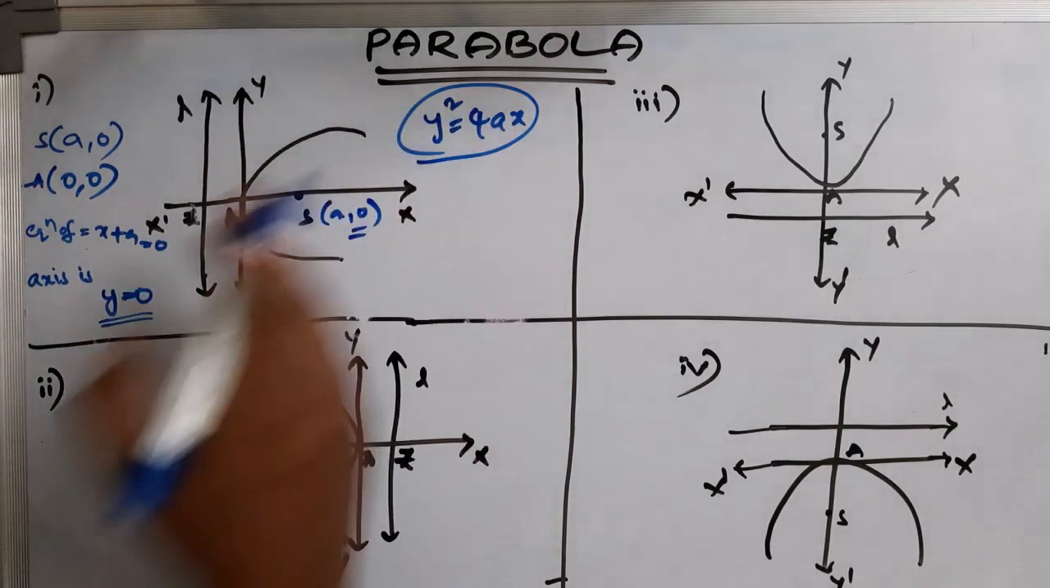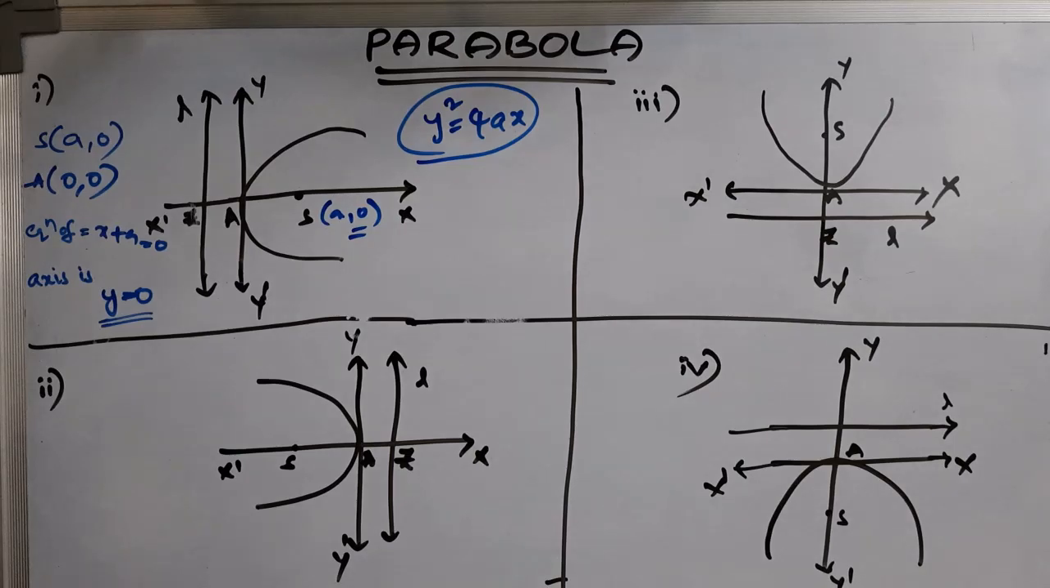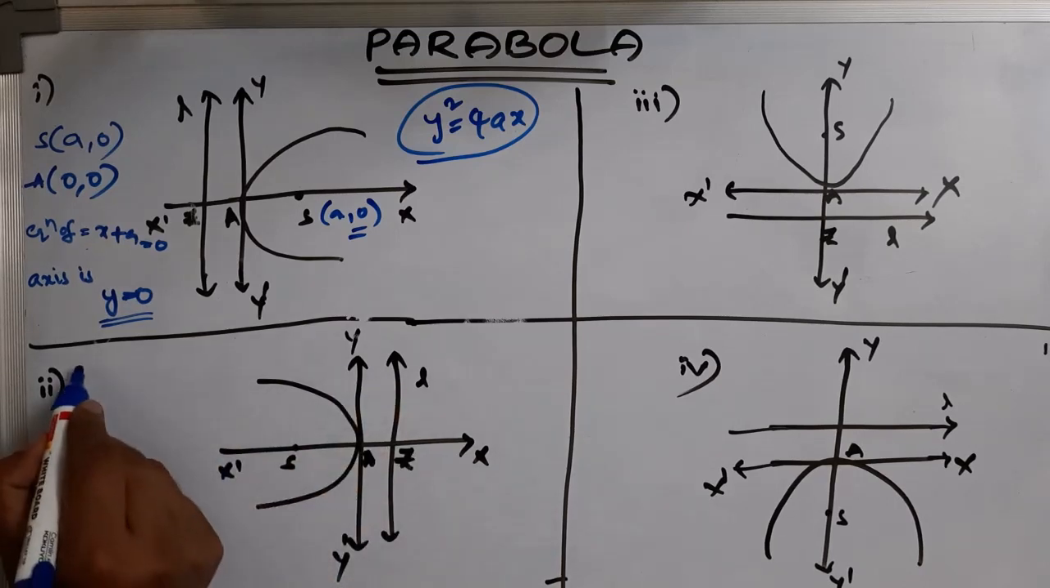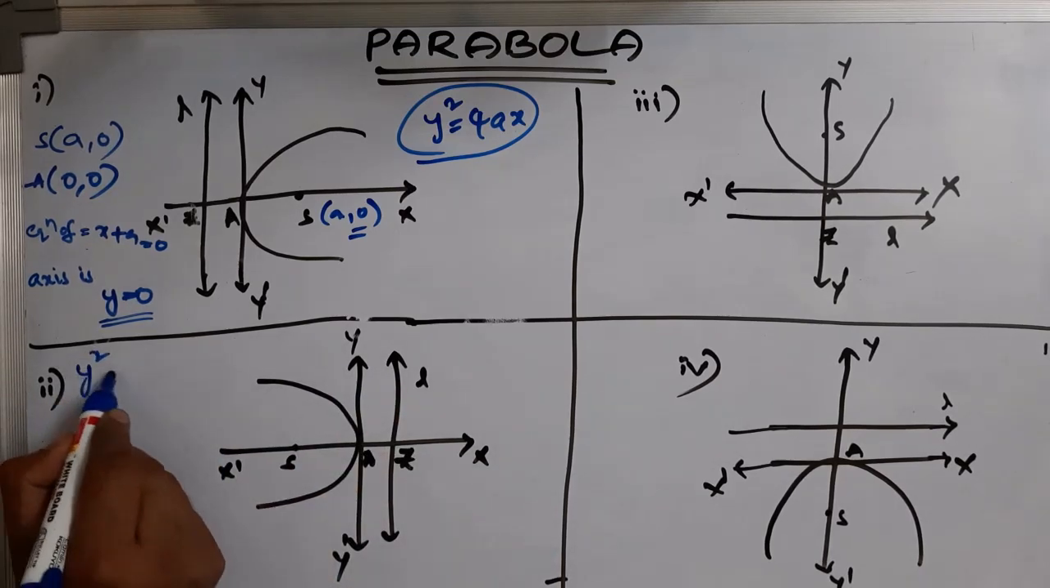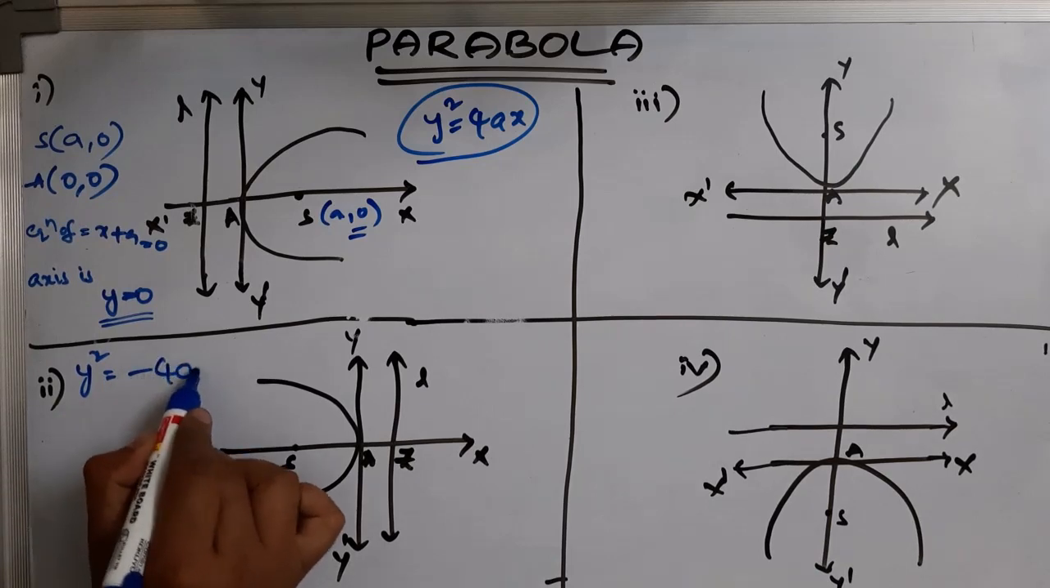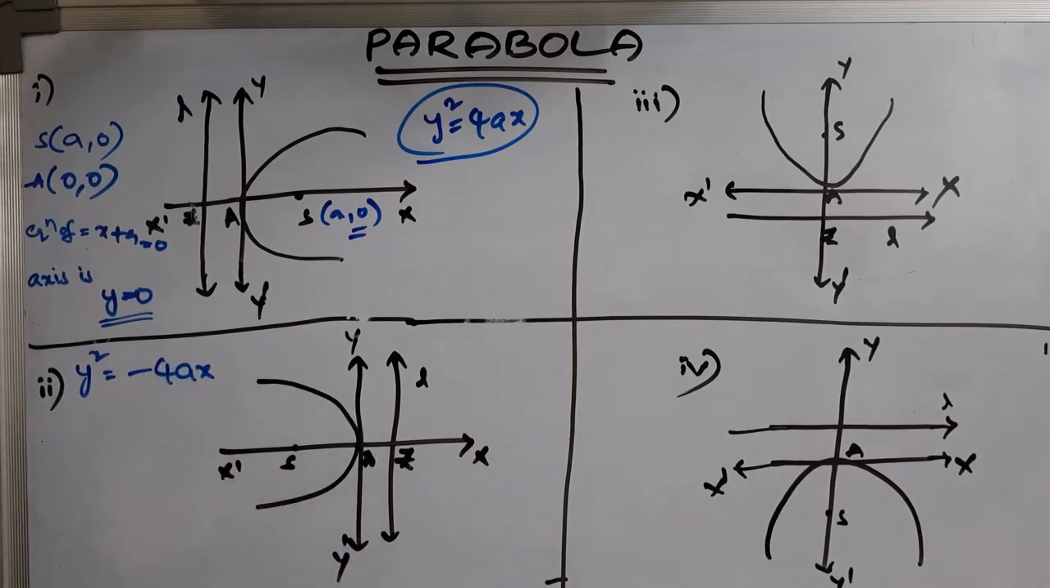It is the positive side. The second one is exactly the opposite side, right? So the equation is y square is equals to minus 4ax.